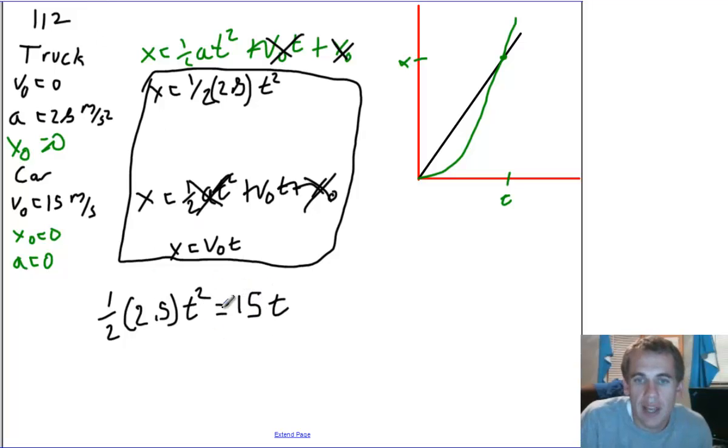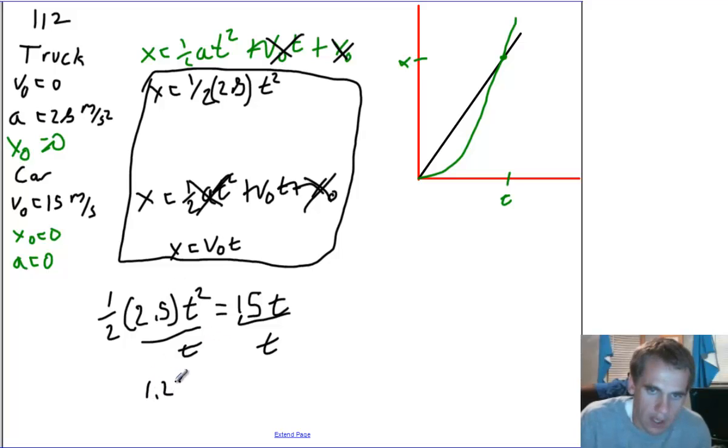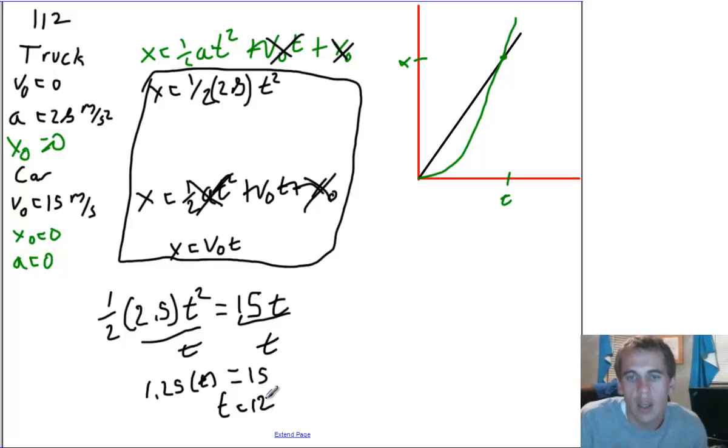All right. I've got t on both sides, so I can divide this side by t and this side by t. And so now I have 1/2 2.5, which is 1.25, times t equals 15. Okay? Divide both sides by 1.25, and I get a time of 12 seconds. T equals 12. Okay? So I know when. I know that this time right here, when they intercept, that's 12 seconds after the traffic light turns green.